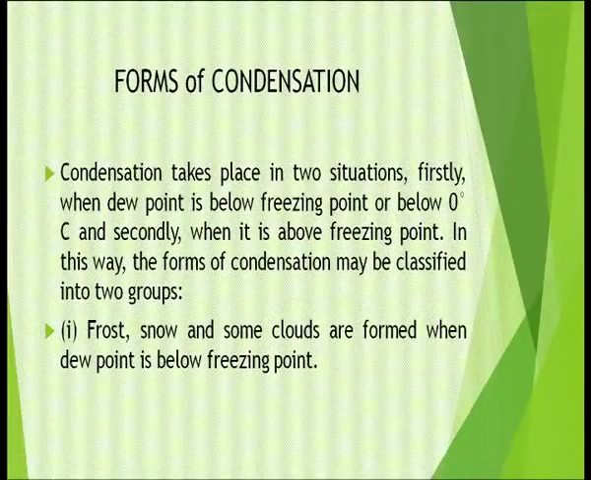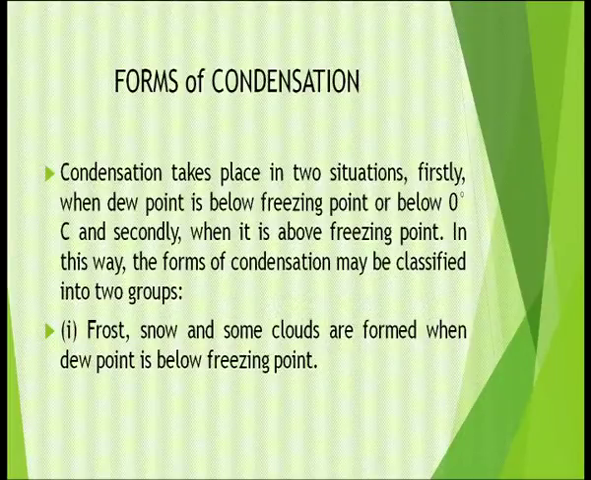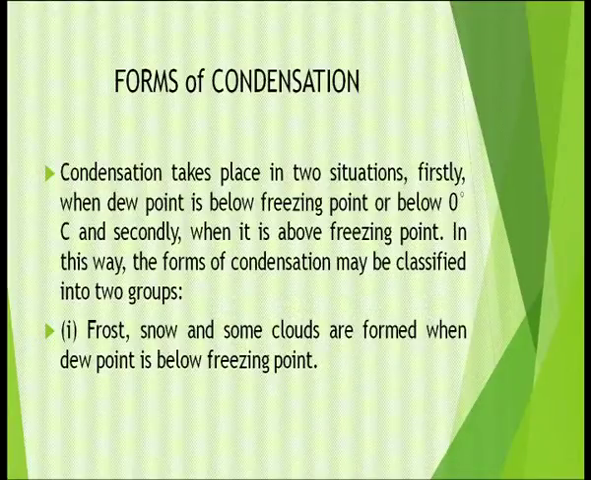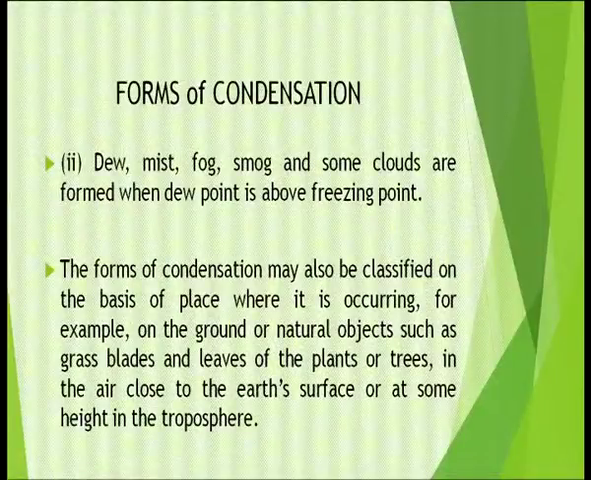Now, what are the forms of condensation? Condensation takes place in two situations. Firstly, when dew point is below freezing point, or below 0 degrees Celsius. And secondly, when it is above freezing point. In this way, the forms of condensation may be classified into two groups. First, frost, snow and some clouds are formed when dew point is below the freezing point. Secondly, dew, mist, fog, smog and some clouds are formed when dew point is above the freezing point.